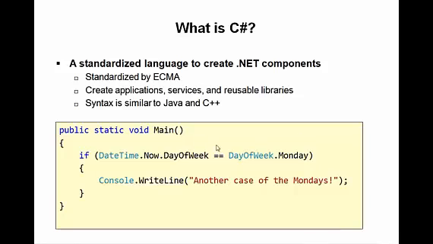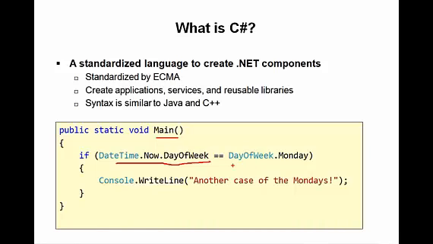Here's a snippet of C# code that is defining a method called main. A method is a place where you can organize your code, and you can call a method to force the code inside of that method to execute. The code inside of this method is using the DateTime class to find out what the current day of the week is. When this program is executing, what is the day of the week?